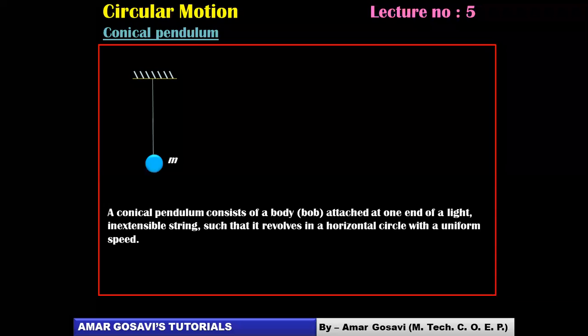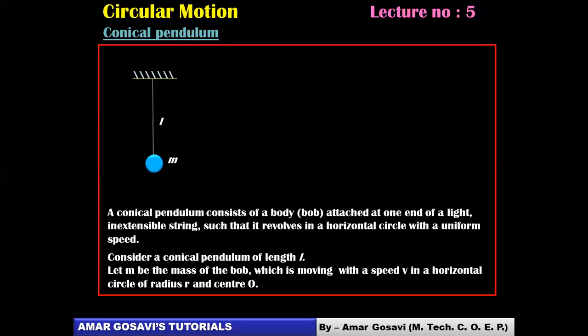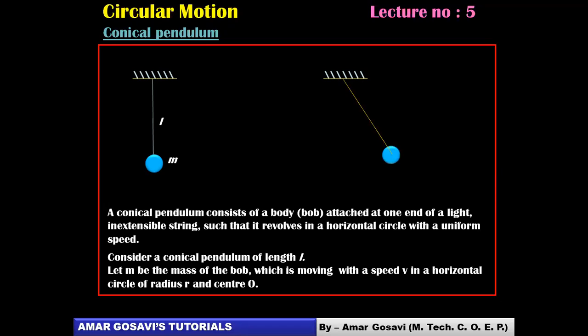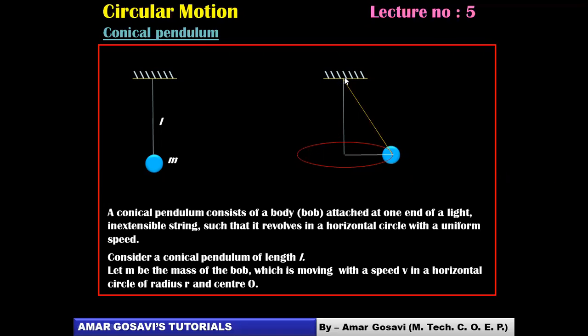But if the same bob, of mass m and the length of suspension equal to L, is made to move in such a way that it performs circular motion in horizontal plane. Observe the second diagram, friends. Here you can see the same bob is made to move not to and fro, but in horizontal circles. Then, if you observe, this entire motion is subtending a cone at the point of suspension. So such type of pendulum will be considered as conical pendulum.